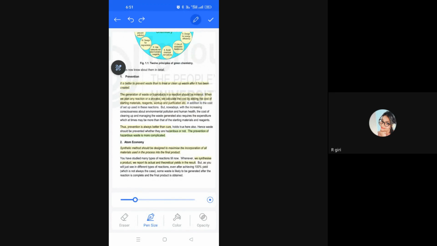Then another point is generation of waste byproduct in a reaction should be minimal. When we plan any reaction or any process, we calculate the cost by adding the cost of starting material, reagent, workup and purification, etc. And you should remember these points which I have highlighted. Thus, prevention is better than cure.